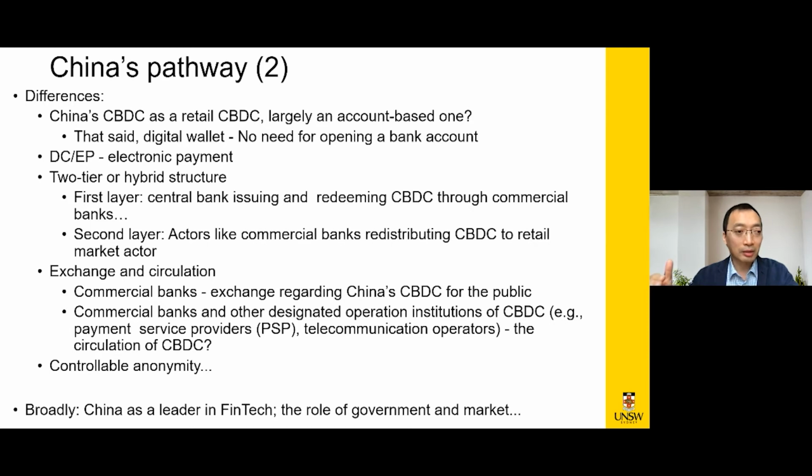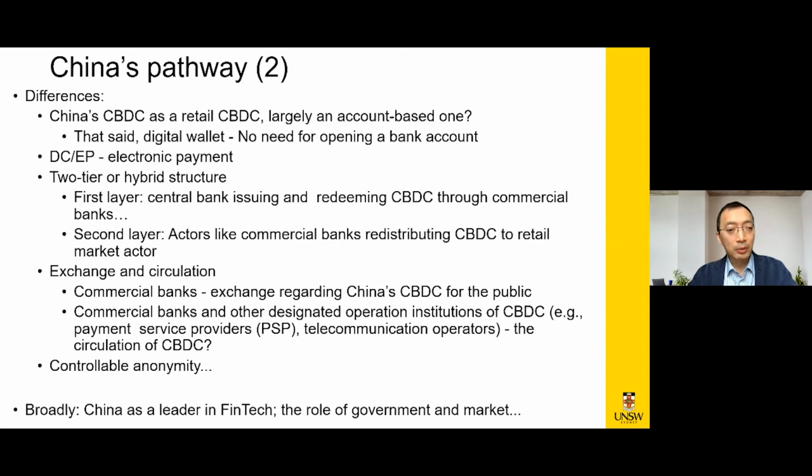Another aspect you can use to understand China's approach is that they have exchange and circulation. Exchange will be conducted by commercial banks, exchanging or redeeming bank deposits for the China CBDC. That's like what happens with paper currency; commercial banks take care of that. And in terms of circulation, it goes beyond the commercial banks, so you could have payment service suppliers and telecommunication operators involved in that regard.